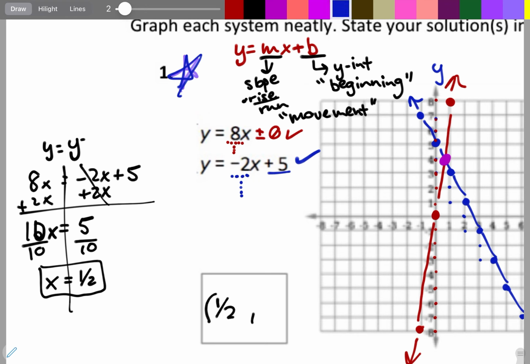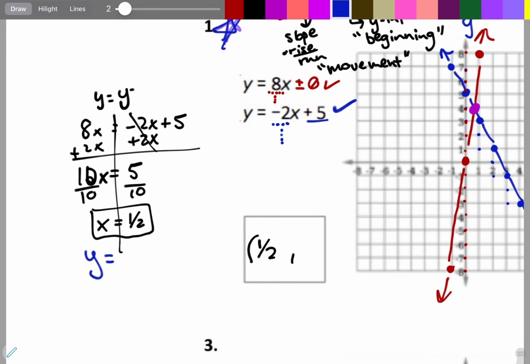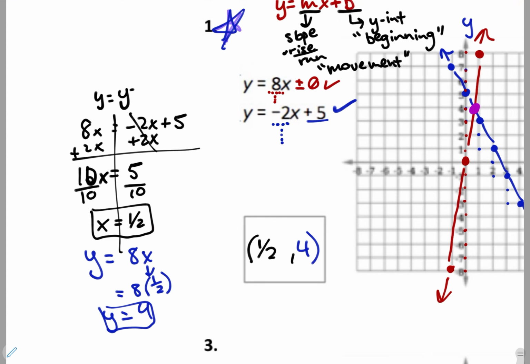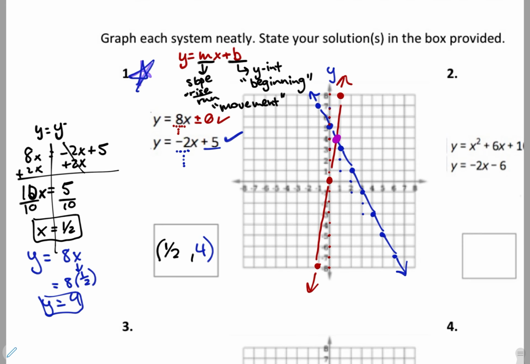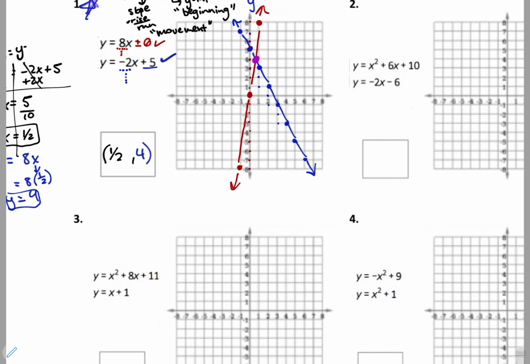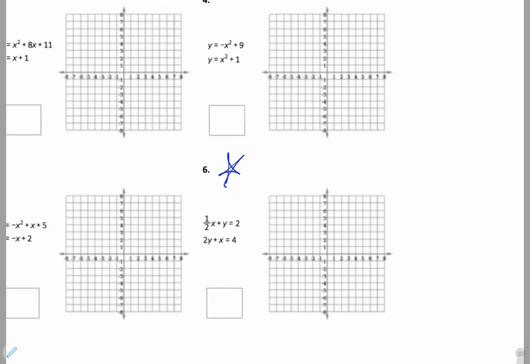And now if I plug in 1/2 into 8x, so 8 times 1/2, I end up with 4. Y is equal to 4. So when you don't get a clean point, you'll have to do some algebra to find that point. I can kind of see it being like 1/2 and 4, so right here at this spot. Easy money right there. Easy, but again, no clean point, so we had to do some algebra to find that exact point. Now let's go ahead and go to number 6 now.